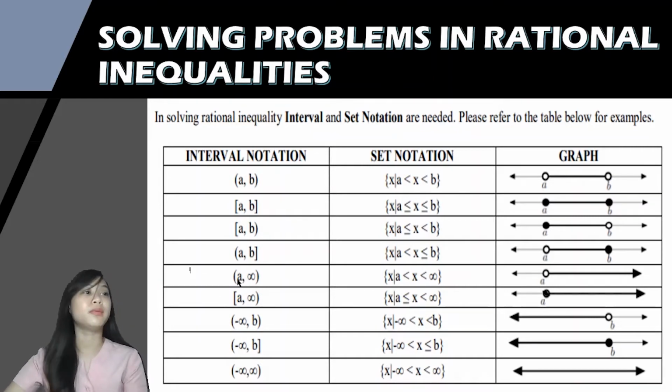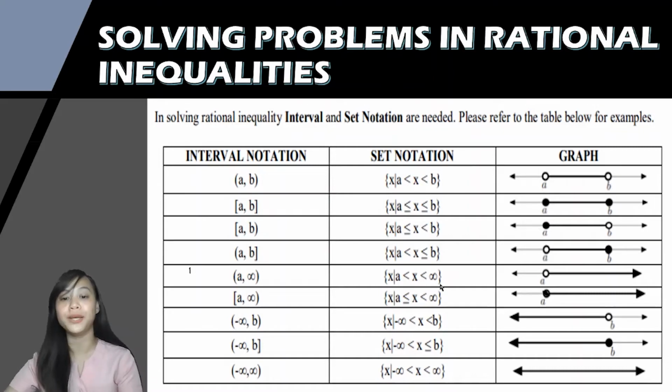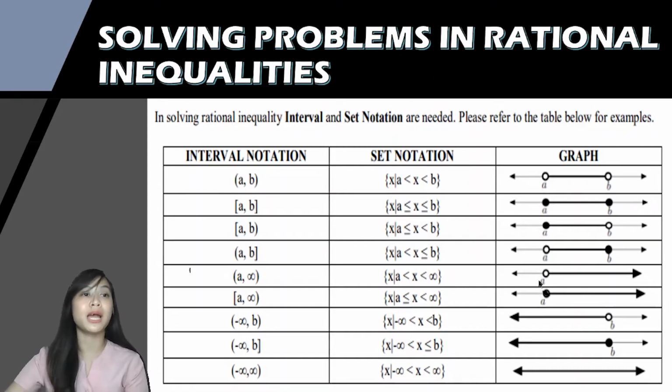Next interval notation, we have A, infinity, both enclosed with parentheses. Meaning the set notation is x such that x is greater than A and less than infinity. In a graph, we have A as part of the interval continuing up to positive infinity. Here A is not included because the circle is unshaded, because x is not equal to A.